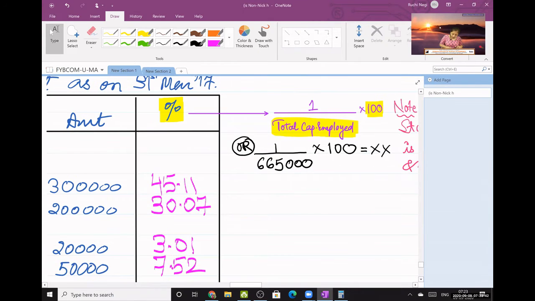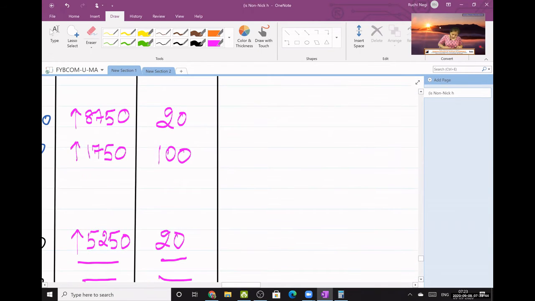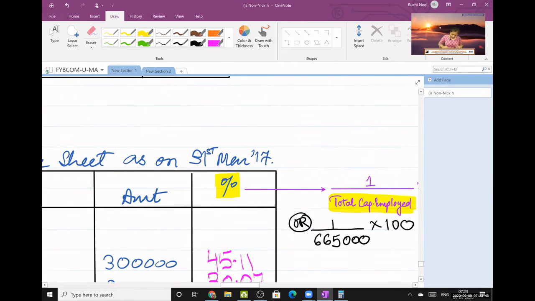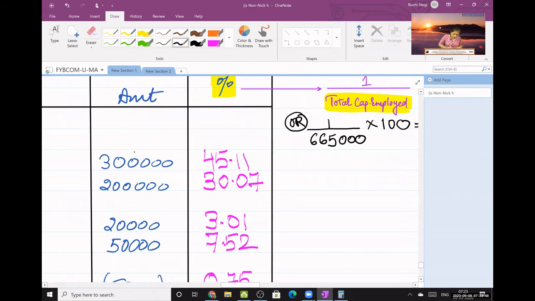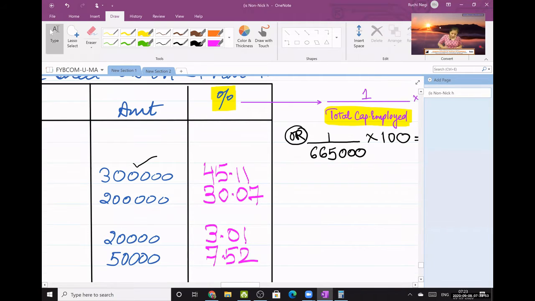Now watch what I am doing. Don't do anything else. Whose answer do I want now? I want the answer for this one. 3 lakhs will be my numerator now. So type 3 lakhs and press equal to. I'm writing the step for you. You don't have to write this in the exam. Type 3 lakhs and press equal to. See, you get this answer, 45.11. Okay? Right?